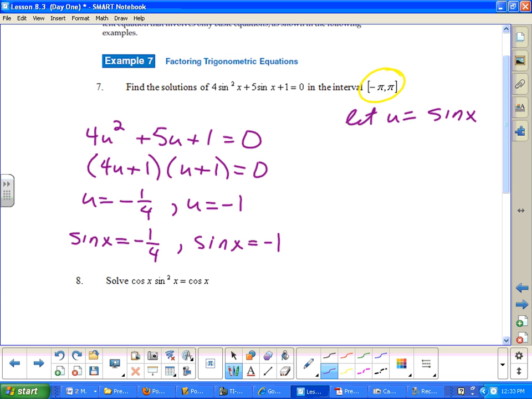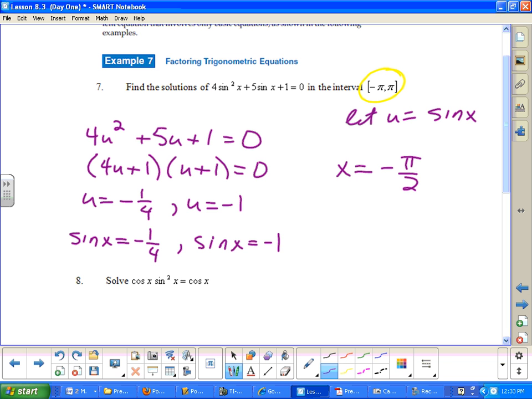So now they want to know, what are the values for x then? Well, sine of x equals negative 1 where? Where does sine equal negative 1? 3 pi over 2. The only problem is 3 pi over 2 is not between negative pi and pi. So what is equivalent to 3 pi over 2 in that interval? Negative pi over 2. Okay, so there's one of my answers right there for when sine of x equals negative 1.